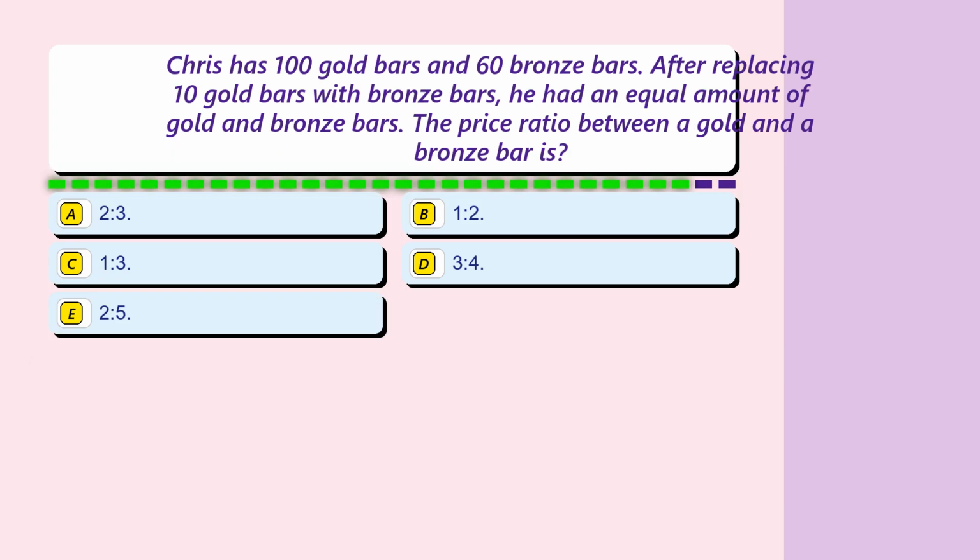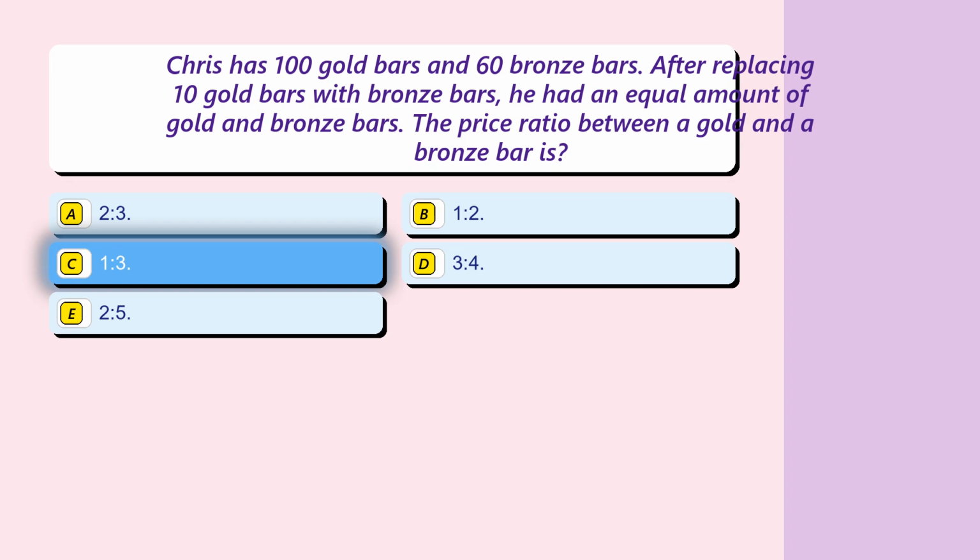Question 5. Chris has 100 gold bars and 60 bronze bars. After replacing 10 gold bars with bronze bars, he had an equal amount of gold and bronze bars. The price ratio between a gold and a bronze bar is? Option A, 2:3. Option B, 1:2. Option C, 1:3. Option D, 3:4. Option E, 2:5.